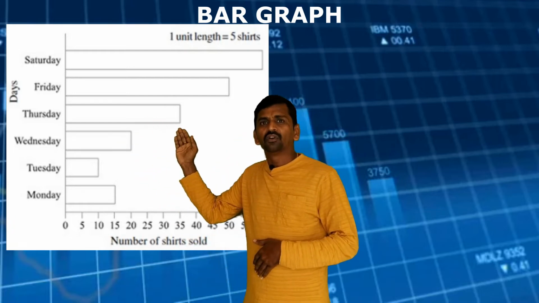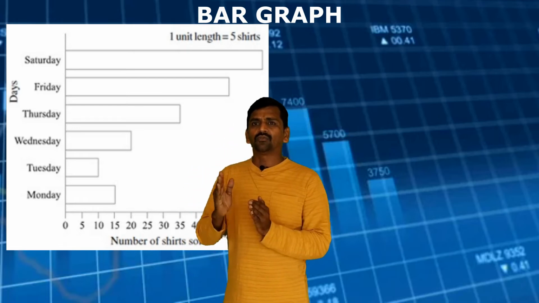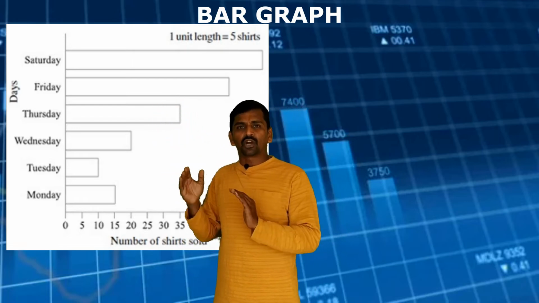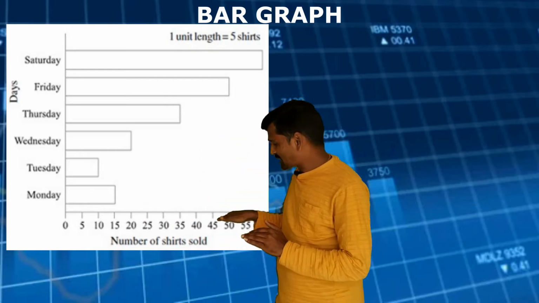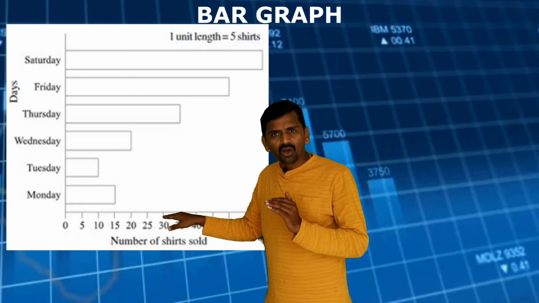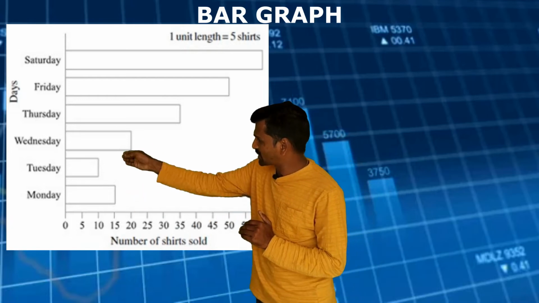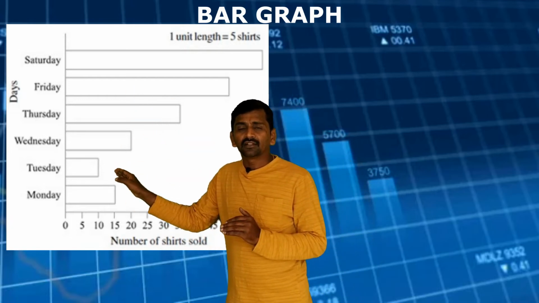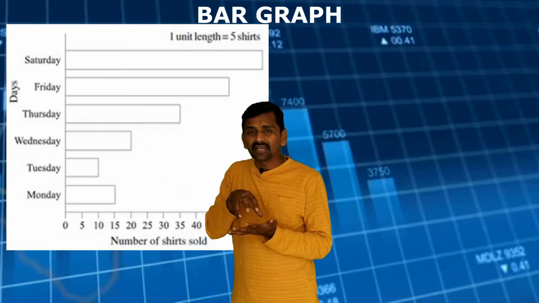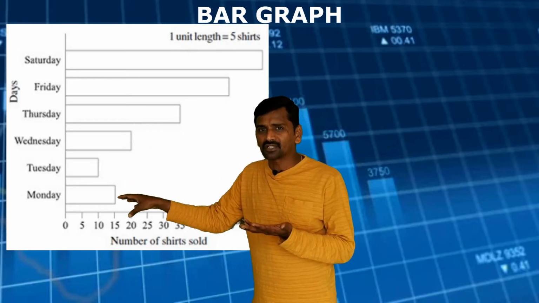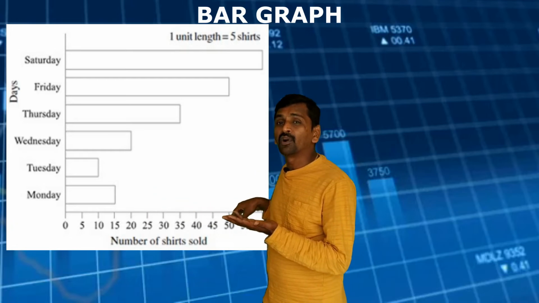Observe this bar graph which is showing the sale of shirts in a ready-made shop from Monday to Saturday. Here the x-axis is showing the number of shirts sold, and the y-axis is showing the number of days. By looking at the diagram we can easily identify the exact number of shirts sold on a particular day.